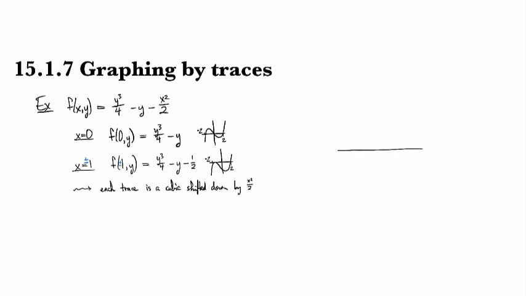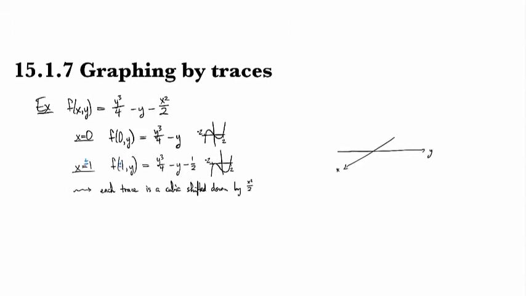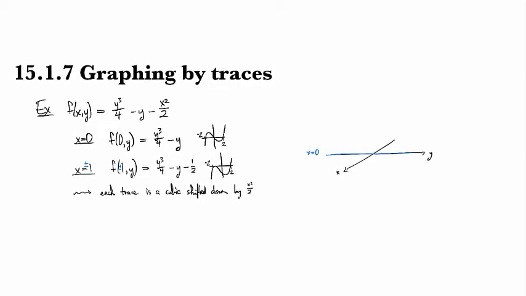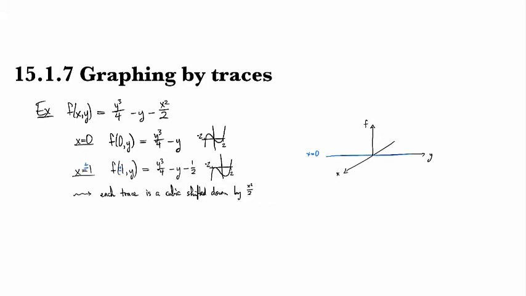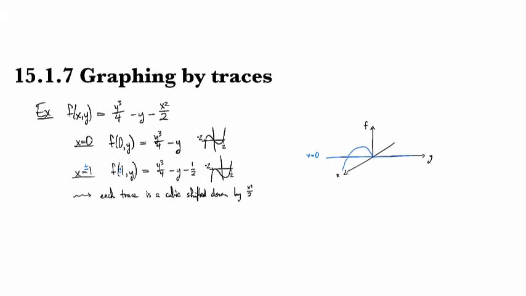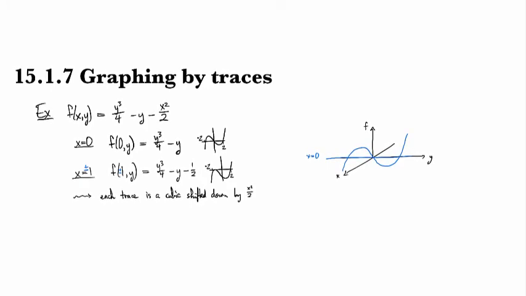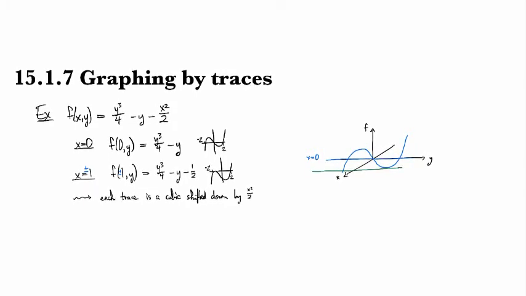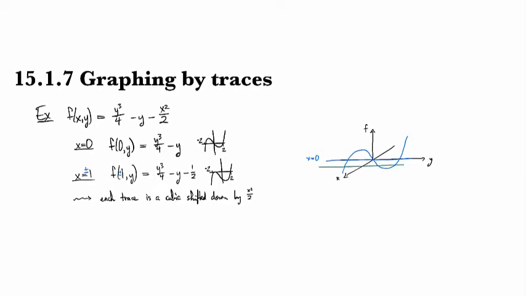So let's draw the axes like this and like this. So here's x, here's y. And so now if I look at the slice at x equals 0, so here's where x equals 0 takes place. Then in this plane, and the plane I'm talking about is the x-f plane, the cubic looks like something like that.